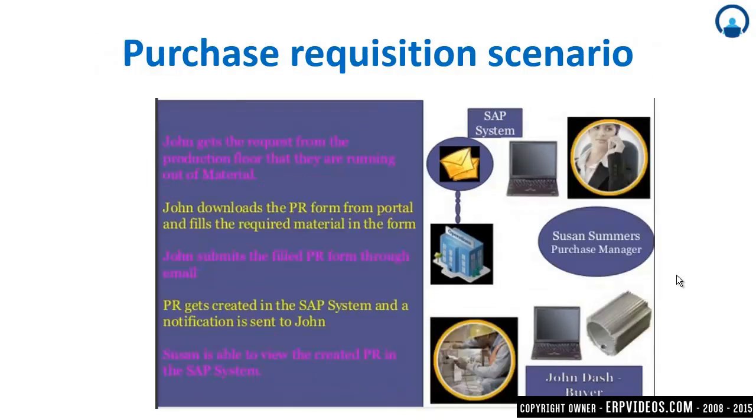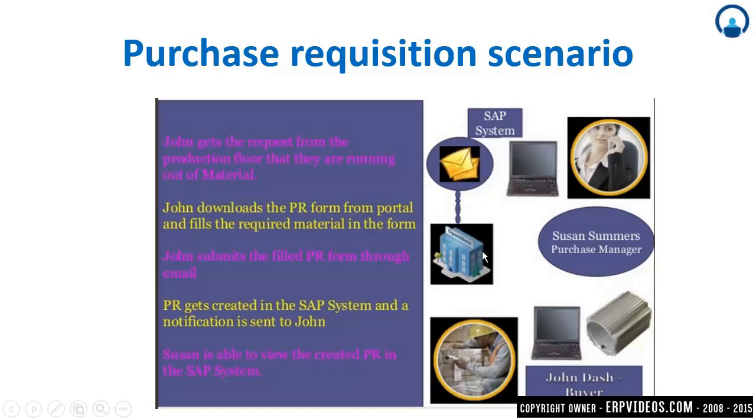Next we'll see how a purchase requisition works. Here there is a buyer who has a request from the production floor that they are running out of material. If such a request comes, then that particular buyer will download the PR form, that's the purchase requisition form, from the portal, fill in the required materials in that form, and then submit the same to the email address that has been provided as an attachment.